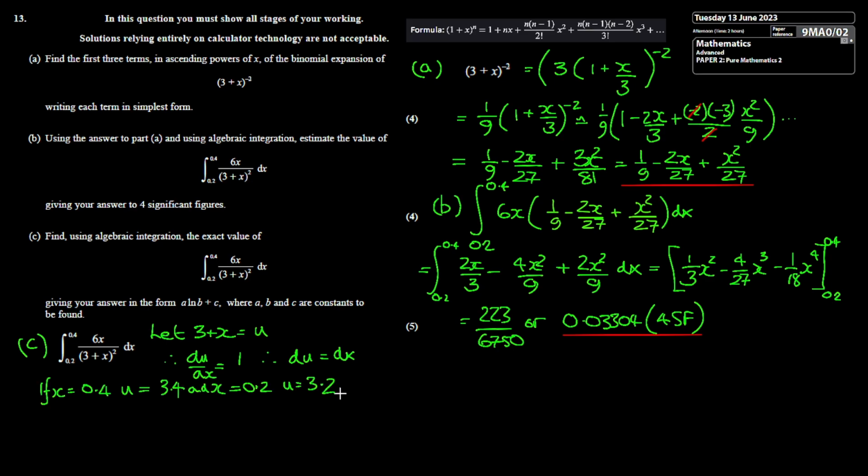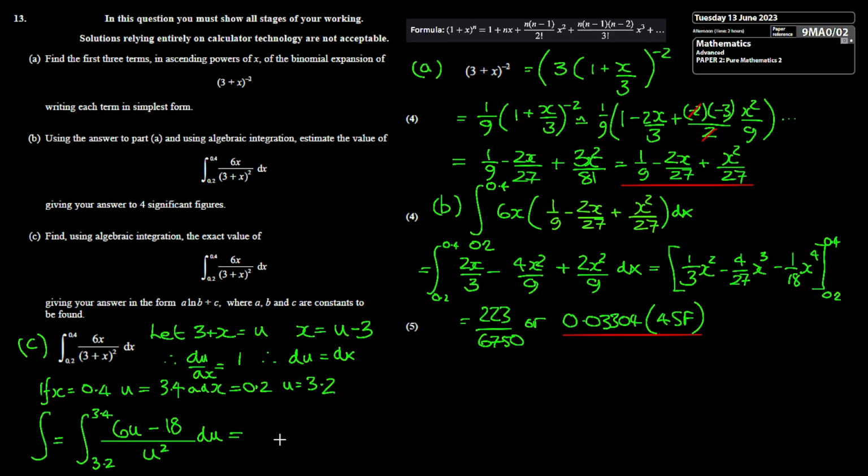So here are the limit changes. 0.4 changes to 3.4, 0.2 changes to 3.2. And I also should write probably up here that x will become u minus 3. So there's our kit of parts to change the integral. So our integral becomes the integral from 3.2 to 3.4. 6x will be 6u minus 18 on the top, divided by u squared, and this is du.